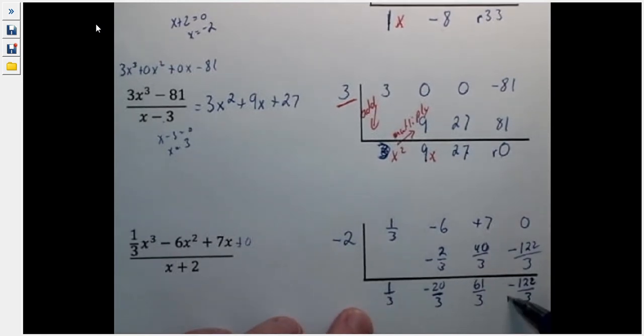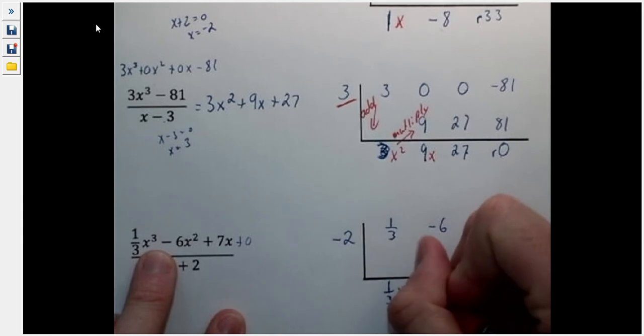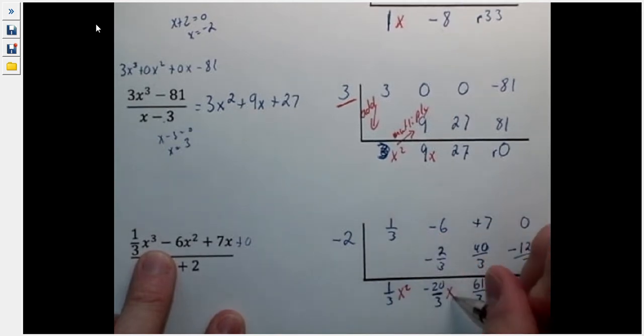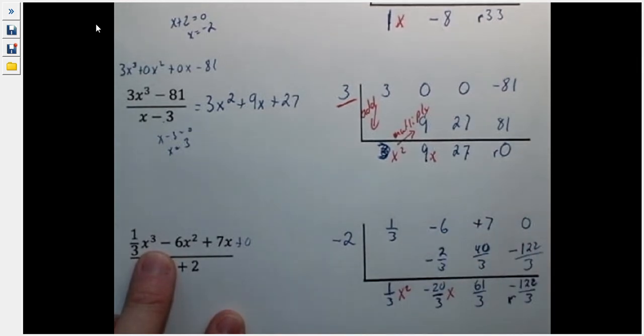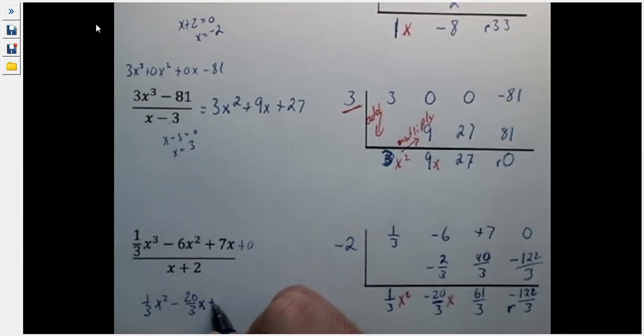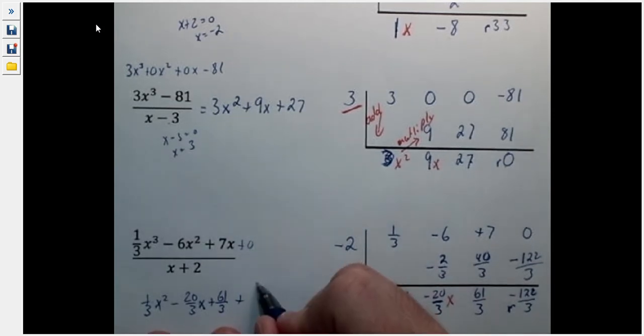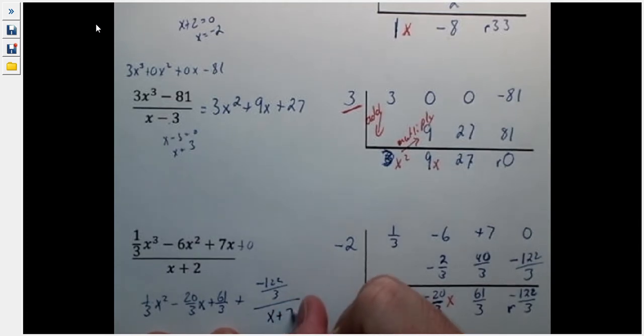So this is your remainder. The last one's always your remainder if you have one. Since we started with a cube term, this one's going to be x squared, this one's going to be x, and that's going to have no x. So our answer is going to be 1/3 x squared minus 20/3 x plus 61/3 plus my remainder, which is -122/3, divided by x plus 2.